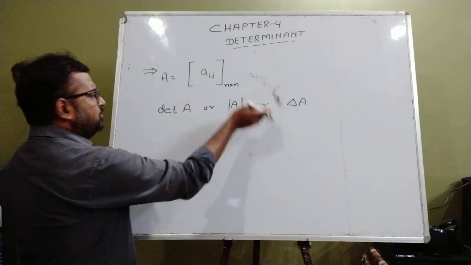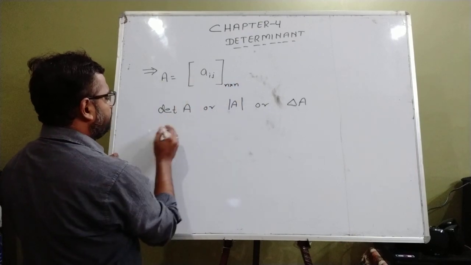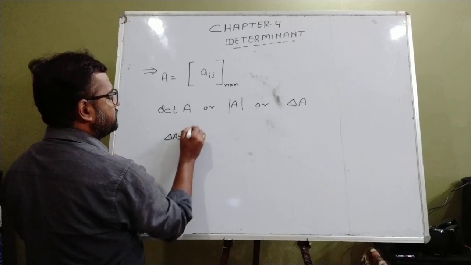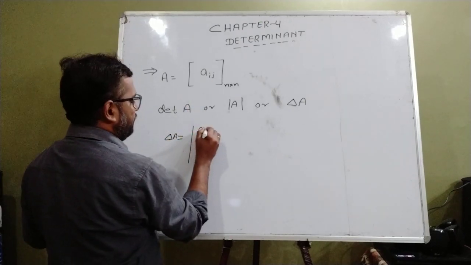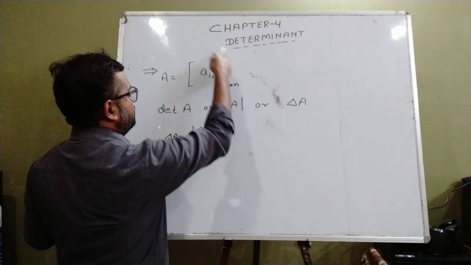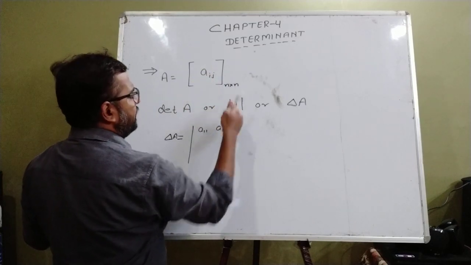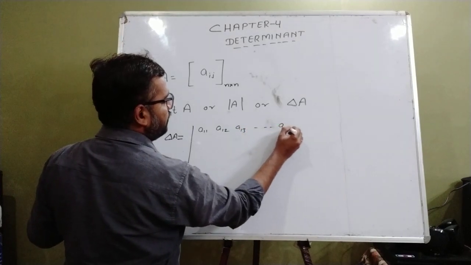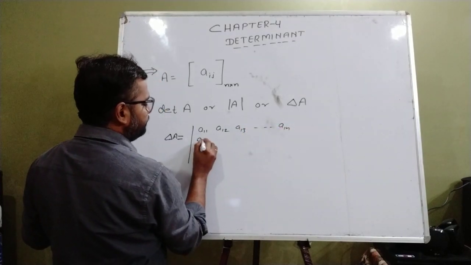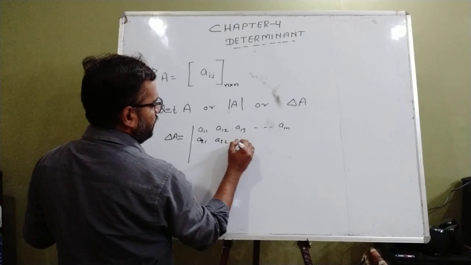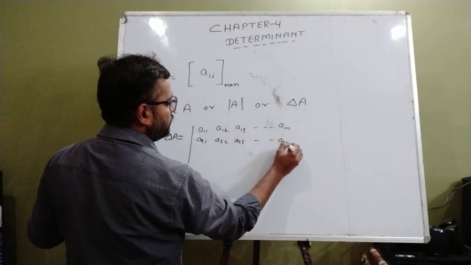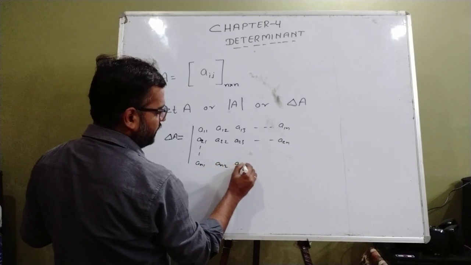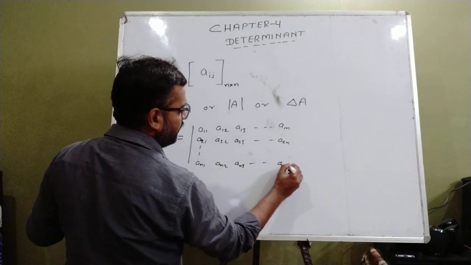Now, how can this be represented in the form of a determinant? Determinant of A is equal to A11, A12, A13, and so on to A1n; A21, A22, A23, and so on to A2n; similarly, An1, An2, An3, and so on to Ann. This is a square matrix of order n by n.